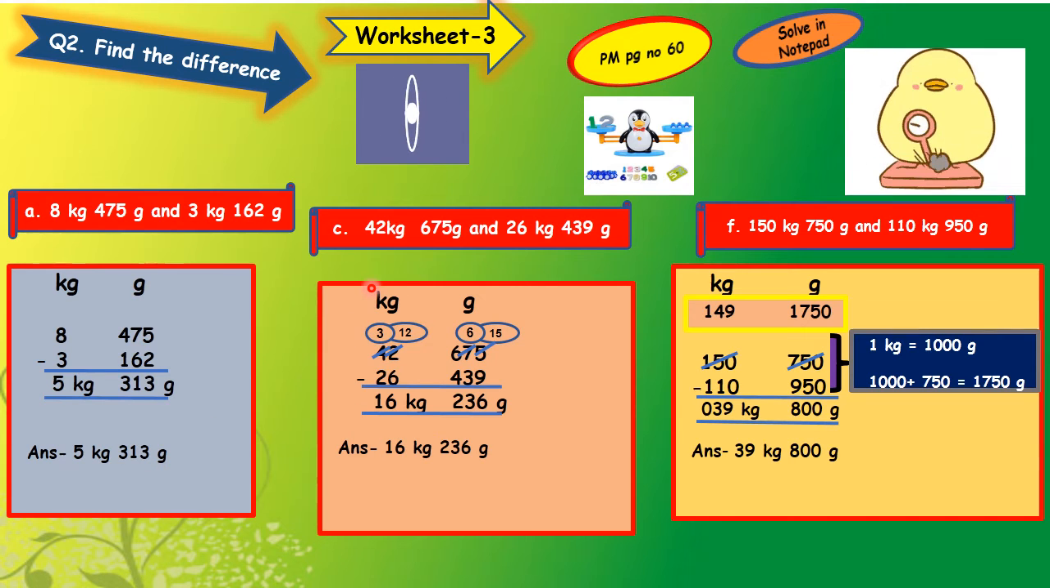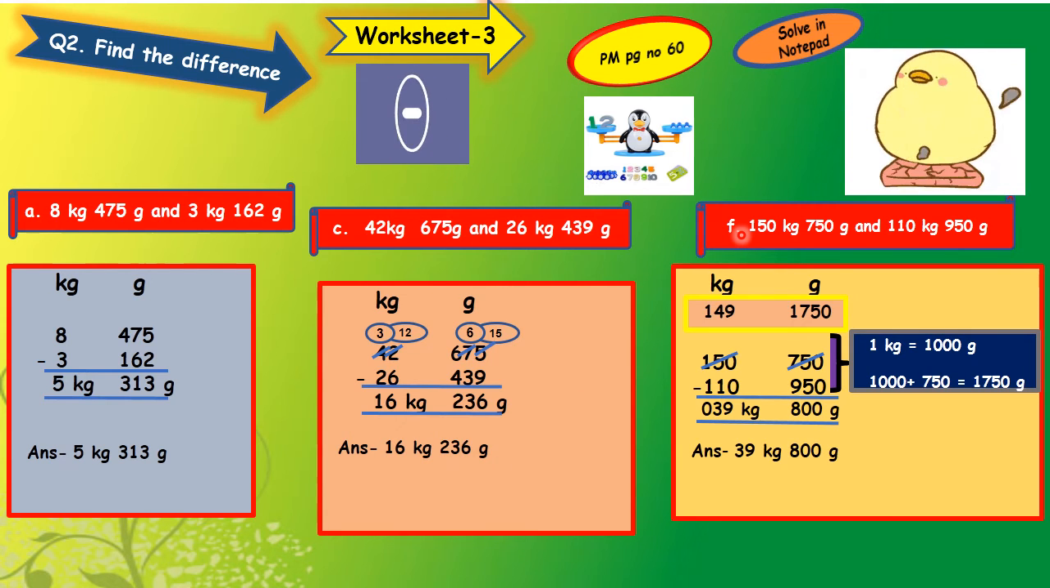Now let's look at question C. 42 kg 675 grams and 26 kg 439 grams. So here obviously 42 kg is the bigger number, so it will be coming in first column with 675 at the place of gram. And after arranging all the numbers, we shall do subtraction. So after that, you can see that we got the answer 16 kg 236 grams.